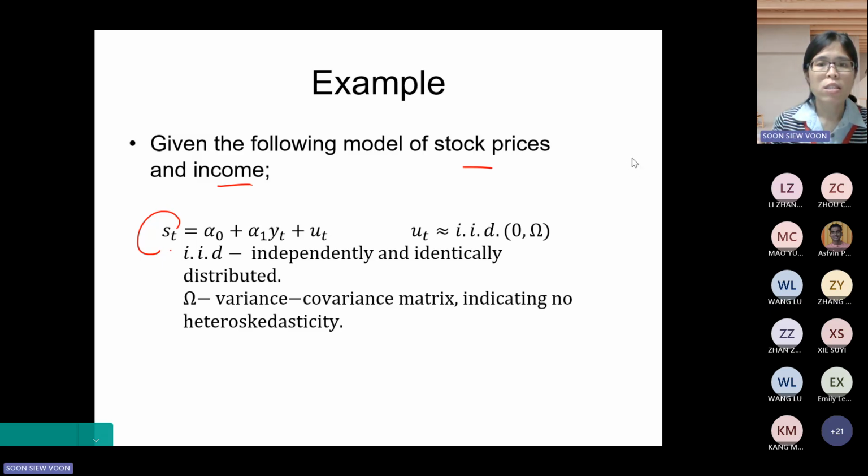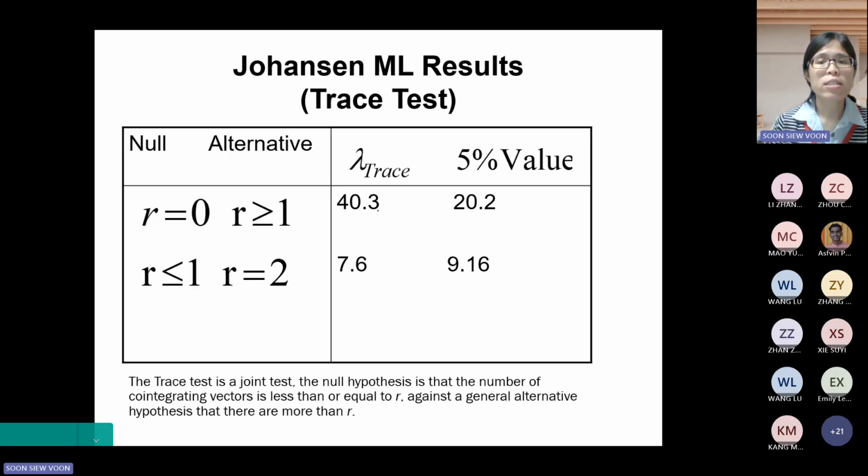For this case, I have my stock price and then I have my income. Then I want to test whether there's co-integration or not for these two. So let's say my trace statistic is 40.3, right? And then the trace test is against the alternative less than or equal to 1, and against the general alternative more than the R.